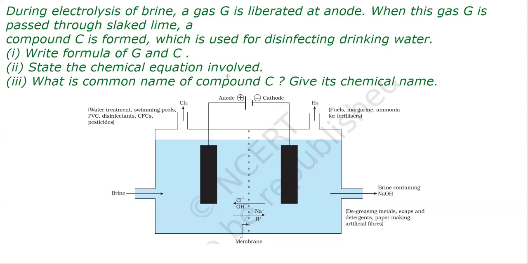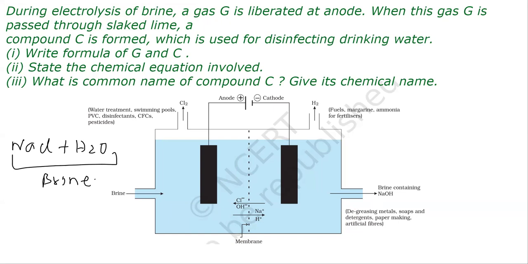The next question is based on the chloralkali process. The question says that during the electrolysis of brine, this is electrolysis of brine. Brine is nothing but sodium chloride, that is common salt, dissolved in water. So this is NaCl plus water. This together is called brine.